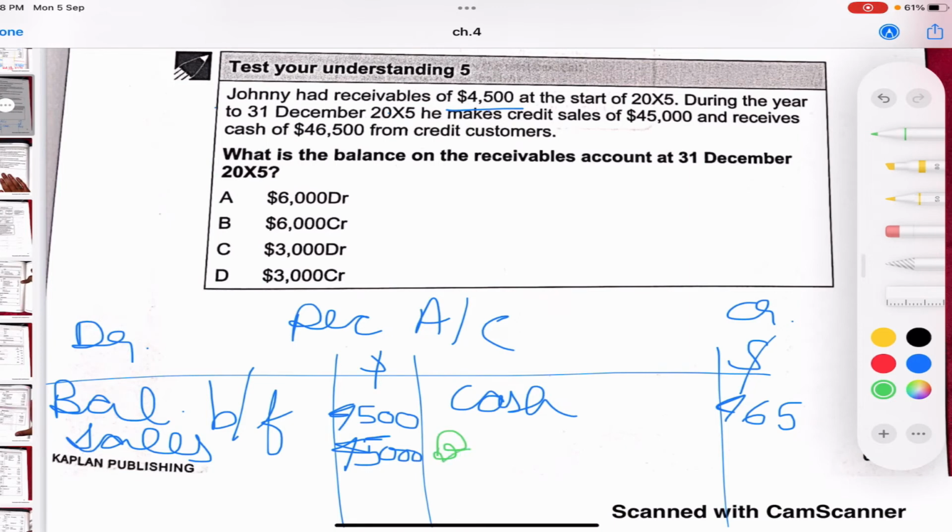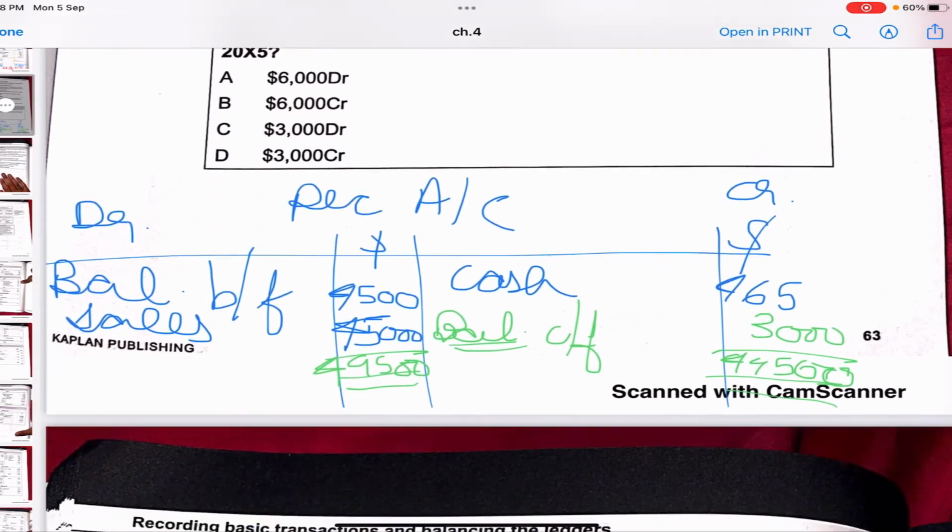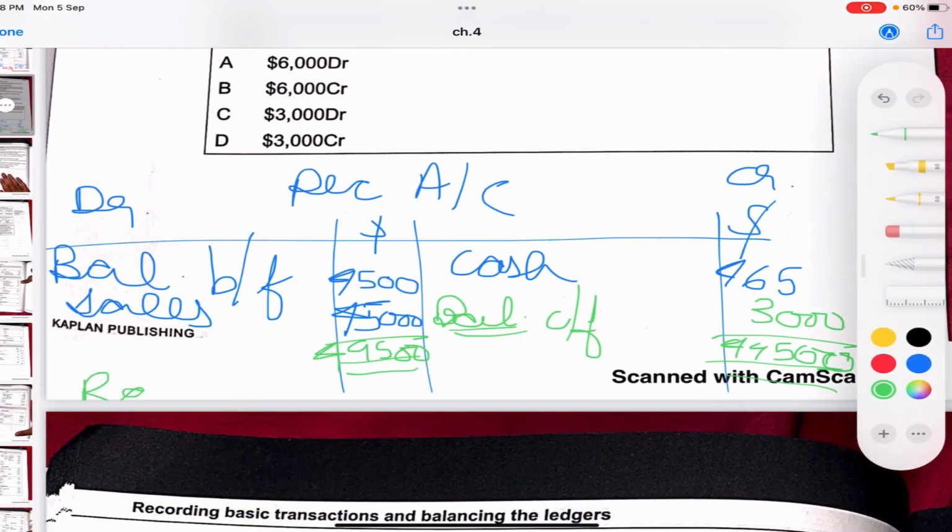Now we need to do the balancing. We've discussed it. So it's gonna be 49,500. And here also it's going to be 49,500. So how much will be the balance carried forward? It's going to be 3,000. Okay. Then what happens is that our balance brought forward again is going to be 3,000.